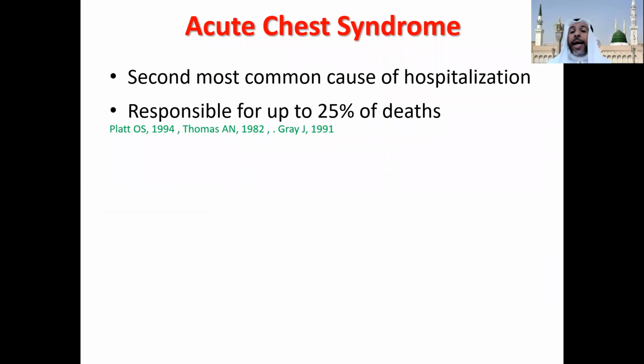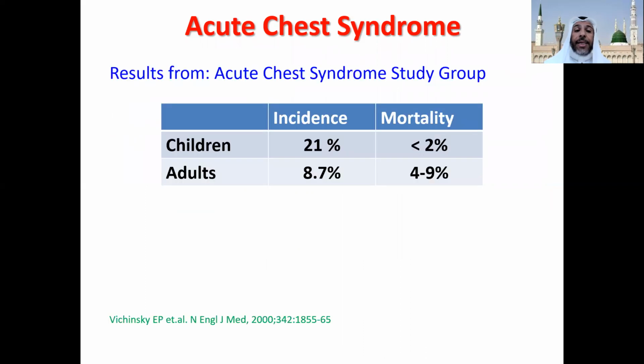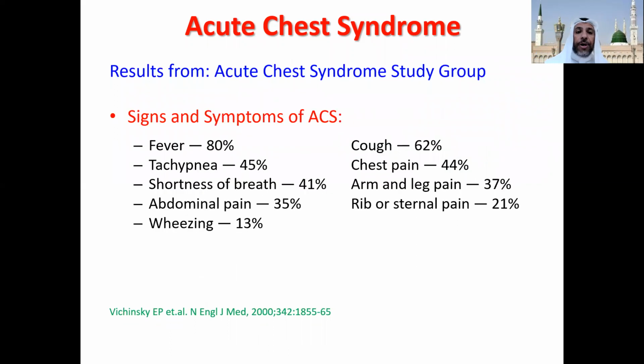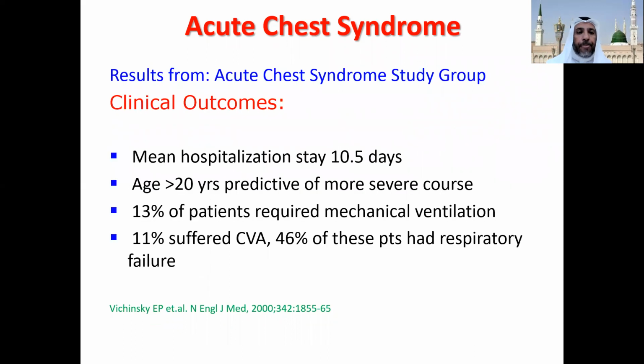It carries high mortality, like 25%, and the mortality is higher among adult patients compared to pediatric patients. So acute chest syndrome causes more mortality in adults, and it is more common in pediatrics. These are the commonest organisms: chlamydia, mycoplasma, pneumococcus, viruses, and so on. And they usually present with fever, tachypnea, cough, chest pain, shortness of breath, and so on.